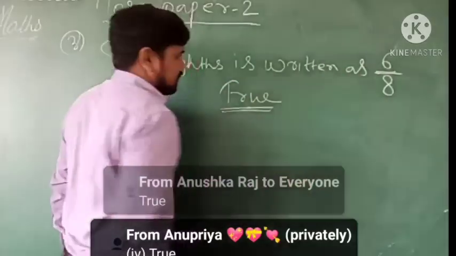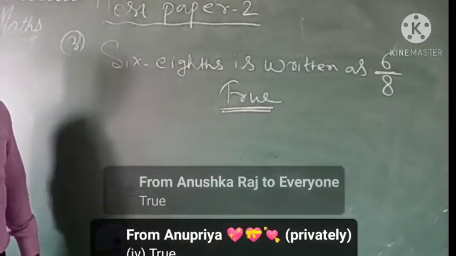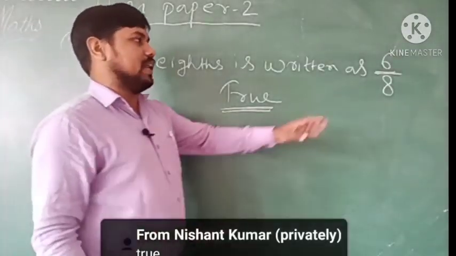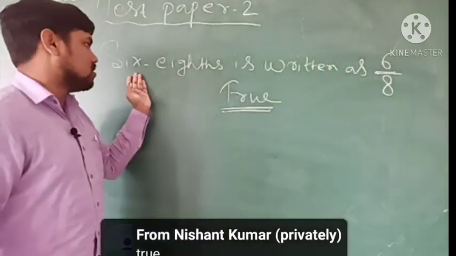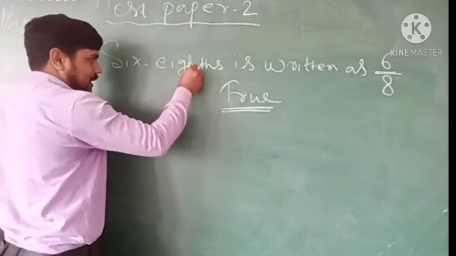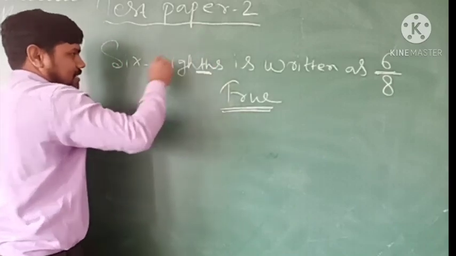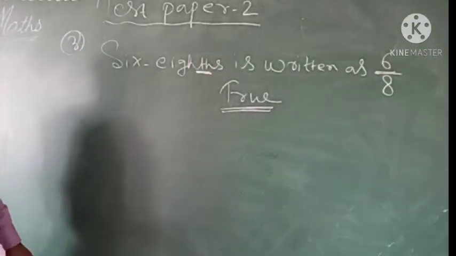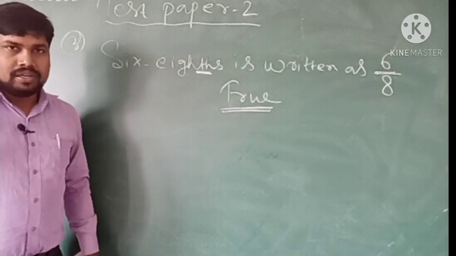6 by 8, 7 by 8, it may be 4 by 9. Whatever is in the numerator, we write first, and the denominator we write then. And here you have to check this is 8. THS is there, which means divided by 8. Okay.